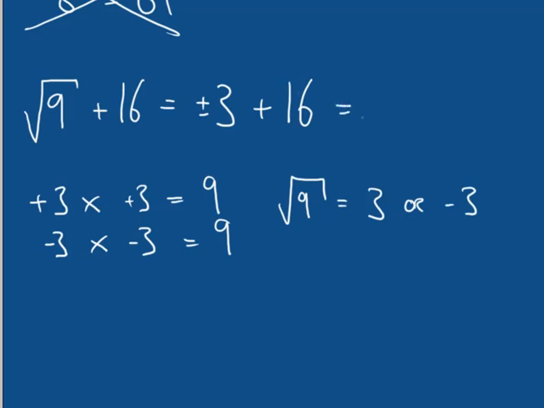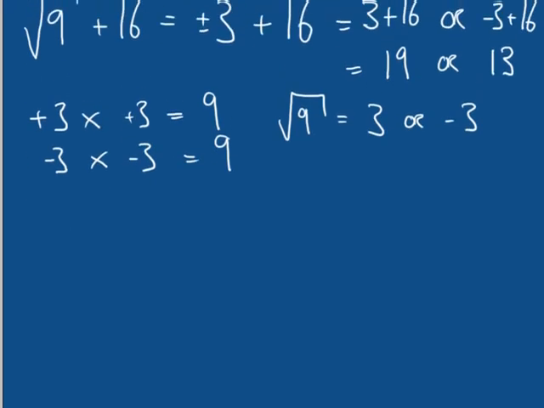We could take positive 3 and add 16 to it, so that equals 3 plus 16. Or we take minus 3 and add 16 to it. So that means root 9 plus 16 is either equal to 19 or it is equal to 13. So that's the correct way to evaluate it.